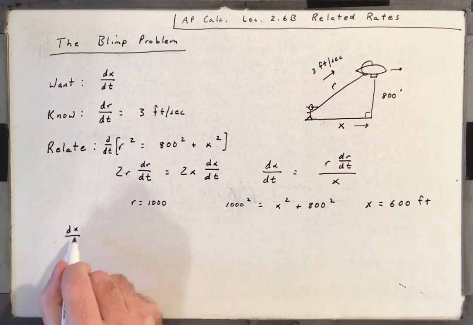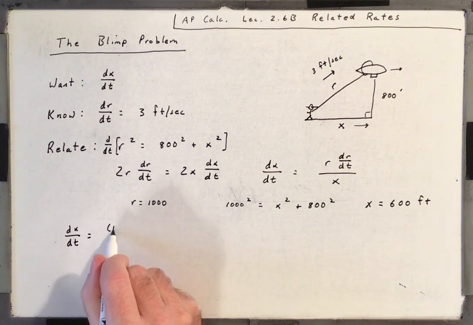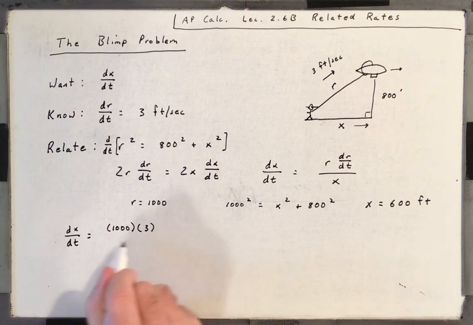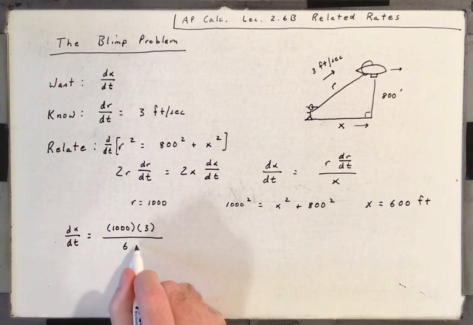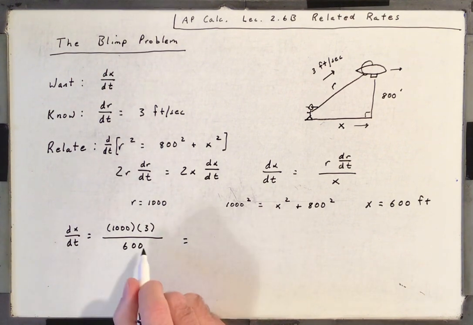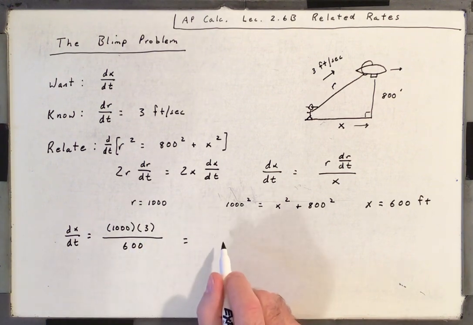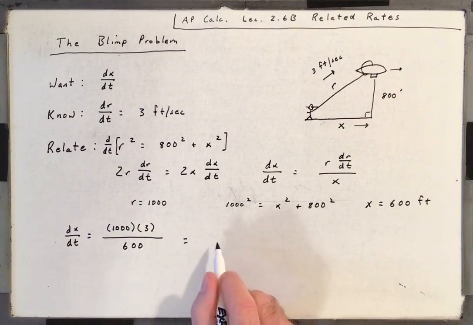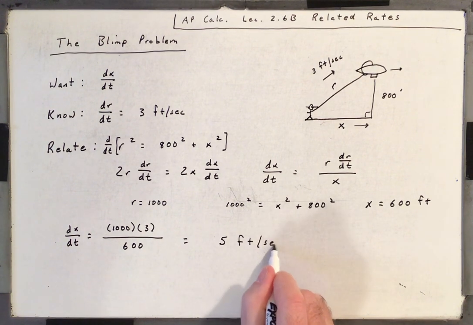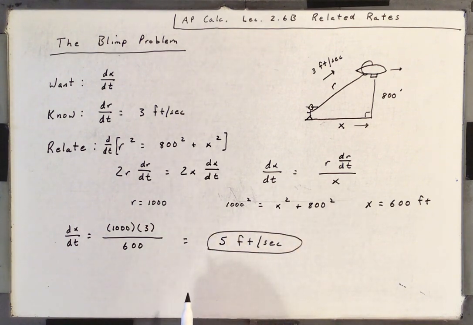So our speed, dx/dt, is equal to r, 1,000, dr/dt is 3 feet per second, over 600. So the feet and the feet will cancel. You're left with a unit of feet per second. 3,000 over 600. That would be 5 feet per second. So pretty slow moving blimp. I guess that's why our cowboy could lasso it.